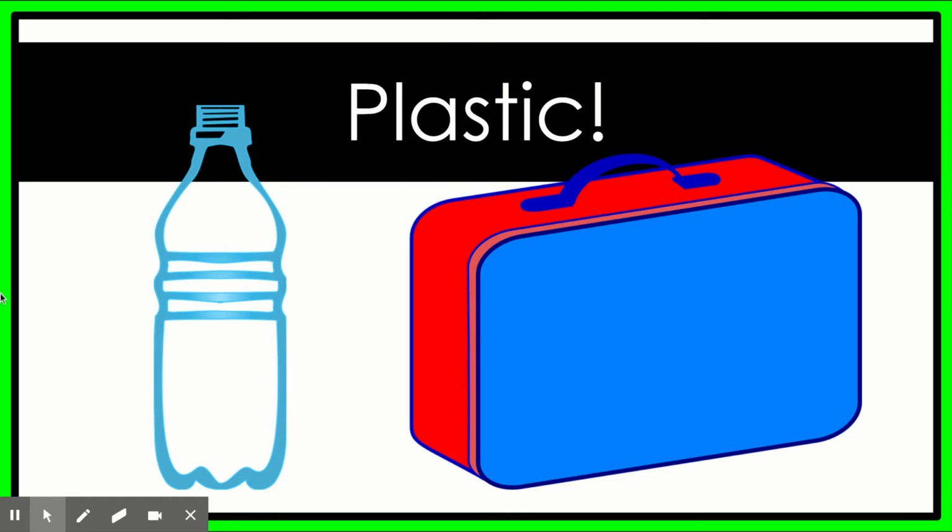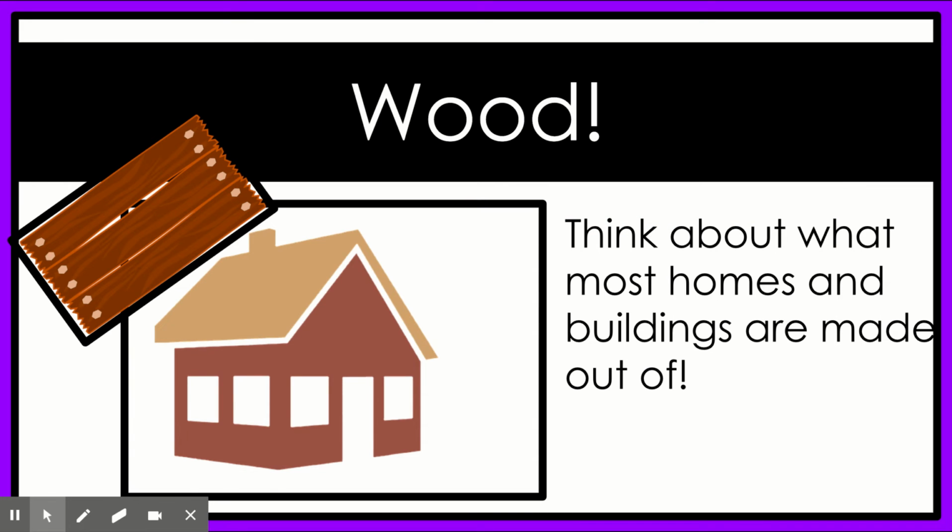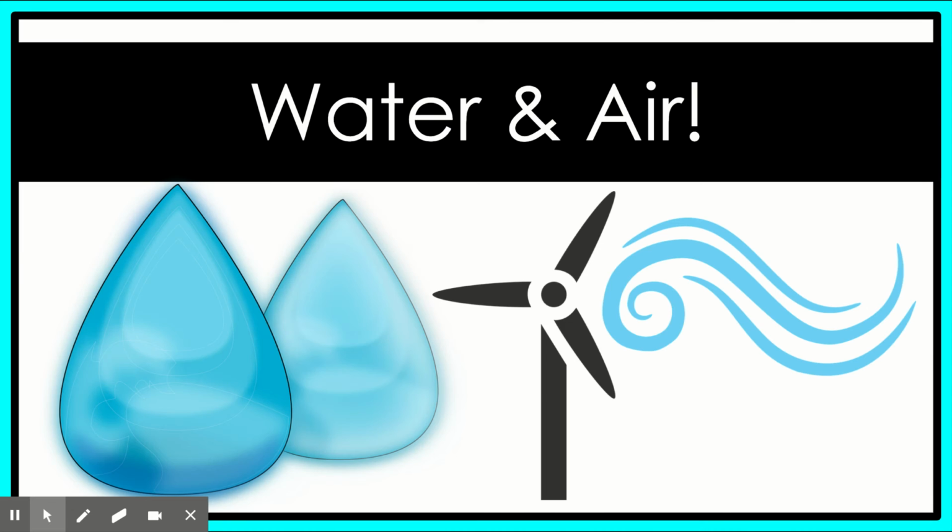Materials like plastic, like a plastic water bottle, or a lot of lunch boxes are made out of plastic and insulated material. We have wood. Okay, think about what most homes and buildings are made out of. We have wood in a lot of those buildings, and wood is a great insulator, a great thermal insulator.